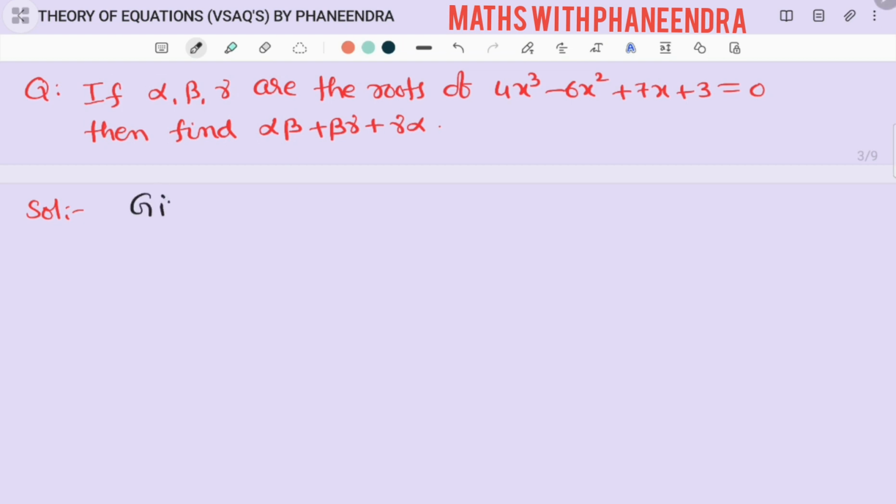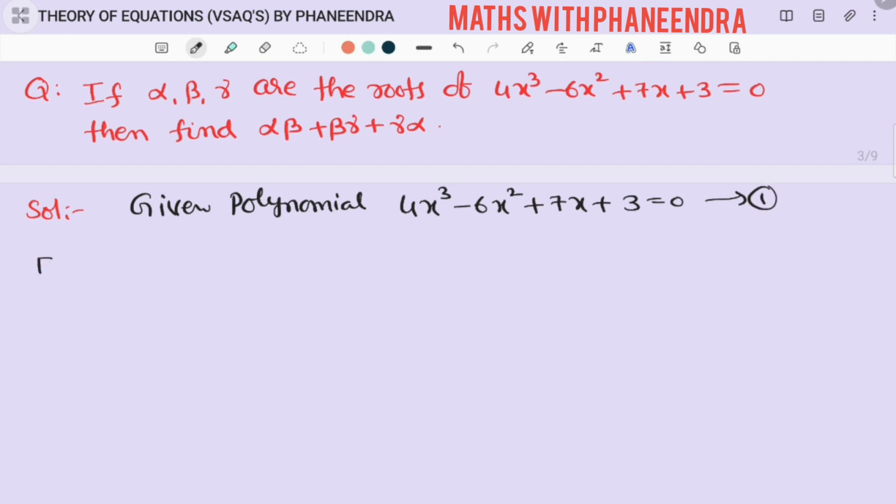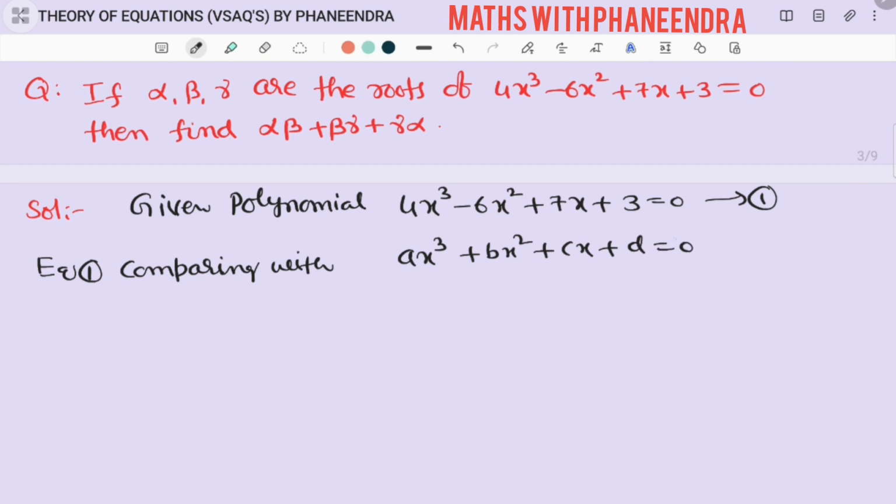First, given polynomial. I think this question was given in 2019 in TS. 4x cube minus 6x square plus 7x plus 3 equal to 0. Equation 1 comparing with ax cube plus bx square plus cx plus d is equal to 0, then a equal to 4, b equal to minus 6, c equal to 7 and d equal to 3.